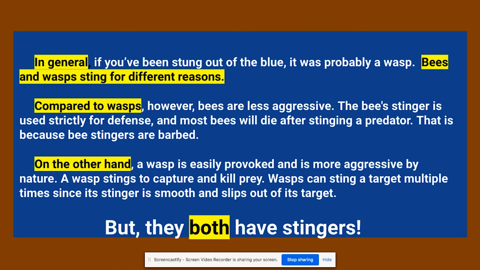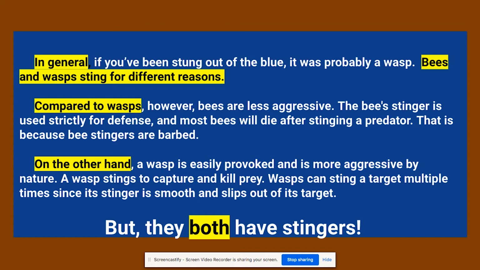If you were going to write about this, you would start with an in general statement, such as, in general, if you've been stung out of the blue, it's probably a wasp. Bees and wasps sting for different reasons. So you've sort of set it up. Then you talk about each side.